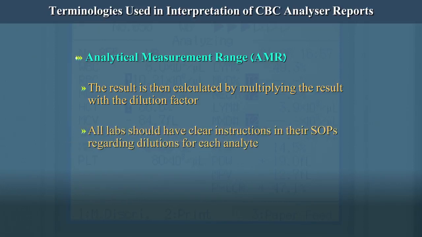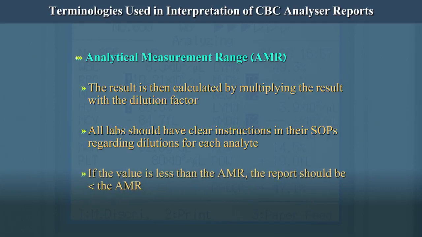All labs should have clear instructions in their SOPs regarding dilutions for each analyte. If the value is less than the AMR, the report should be less than the AMR. Example, less than 10 in platelet count.